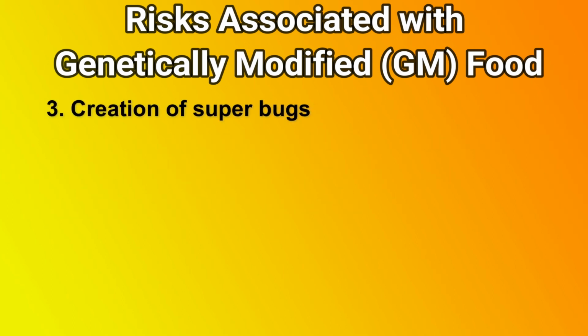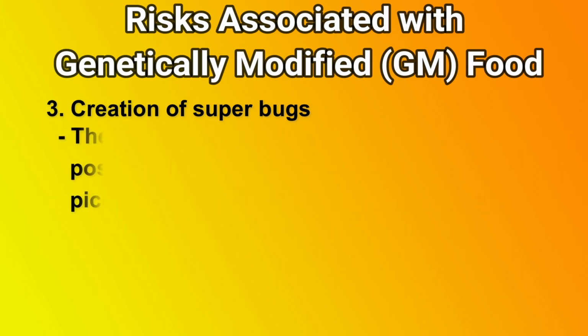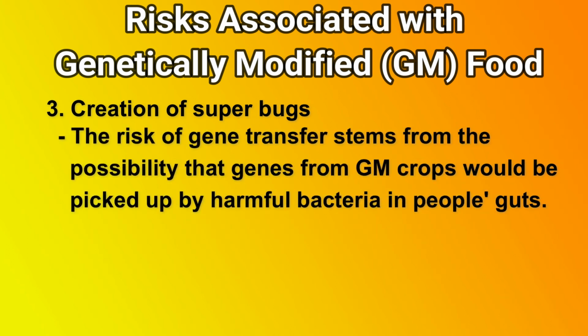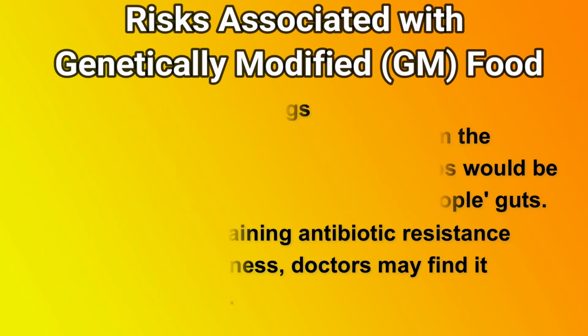Creation of superbugs. Antibiotic resistance is combined with new genes while creating GM crops, since gene transfer is only effective in few cells and a marker is required to detect successful transfers. The risk of gene transfer stems from the possibility that genes from GM crops would be picked up by harmful bacteria in people's guts. If bacteria containing antibiotic resistant genes create illnesses, doctors may find it difficult to cure.